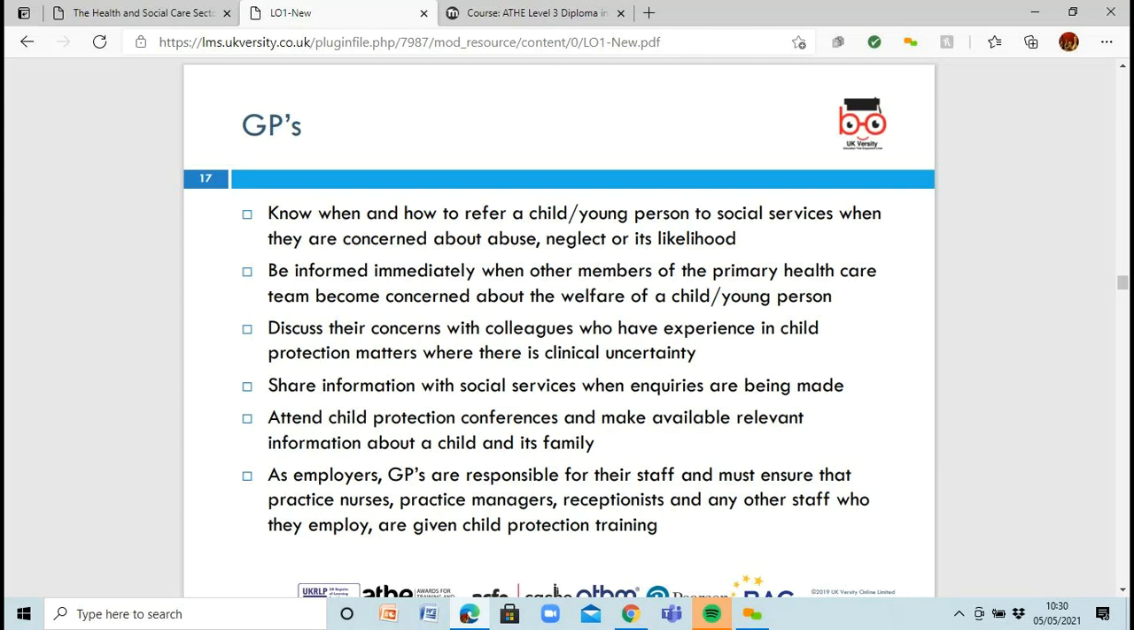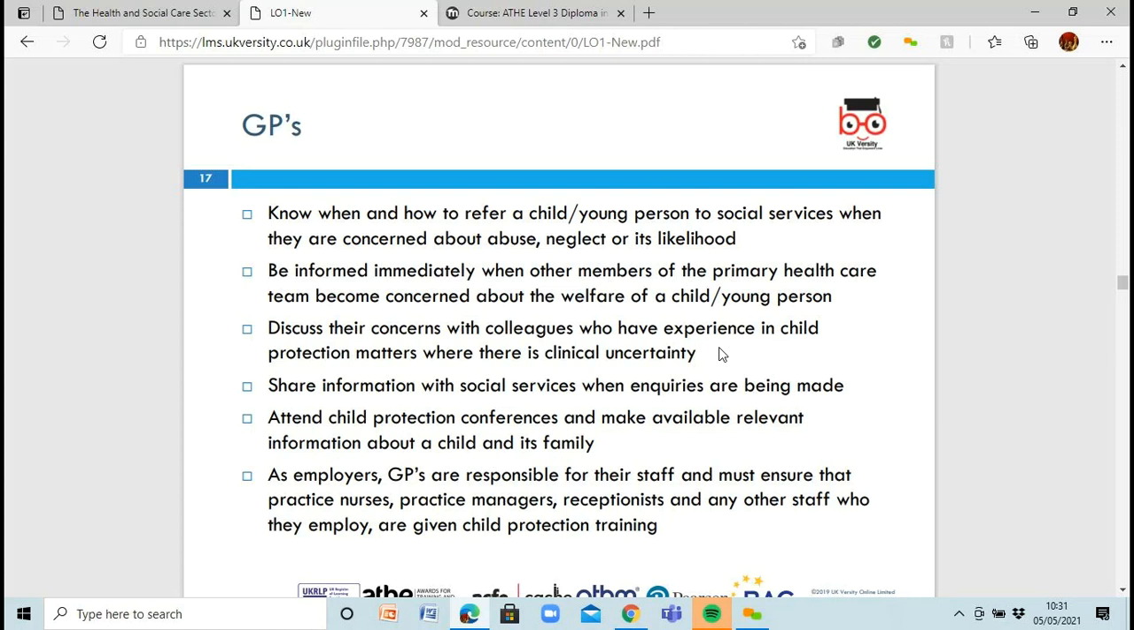They're going to be informed immediately when other members of the primary healthcare team become concerned about the welfare of a child. Even on GPs here, if you've ever taken your child to the hospital, a couple of weeks later you'll end up getting a letter with your child's name and a little summary of what was done at the hospital. So things really are liaised over here. They'll discuss their concerns with colleagues. They might have a safeguarding person within each setting, somebody who's a protection officer or is experienced in these matters and can ultimately take over.